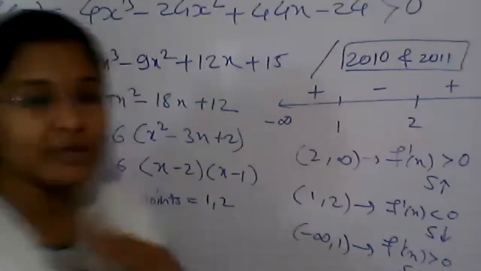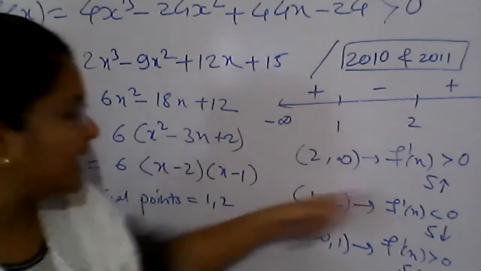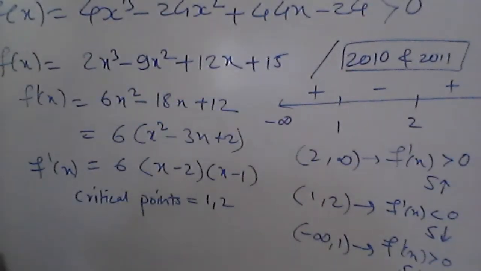But according to me, these steps are important: finding the derivative, finding critical points, and this condition. Okay, next question.